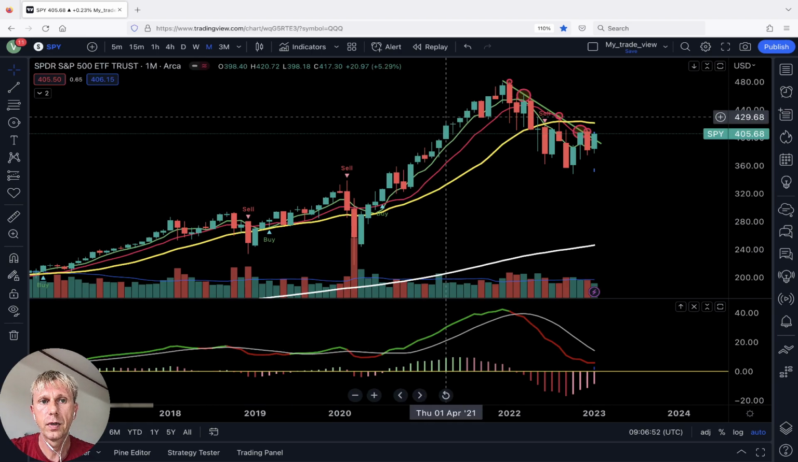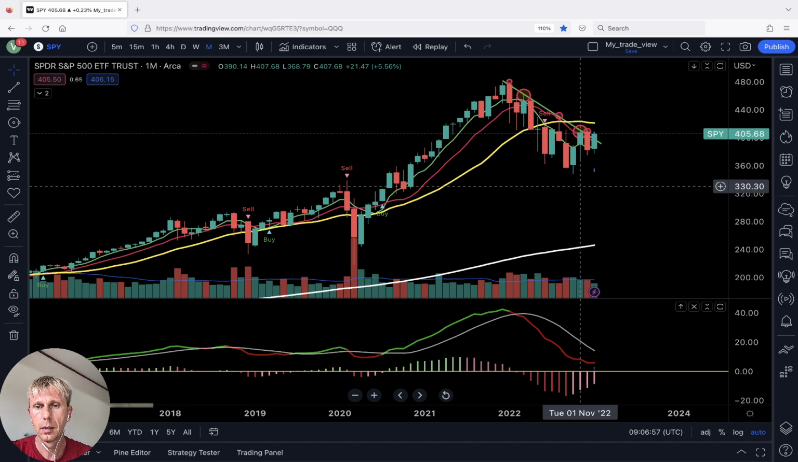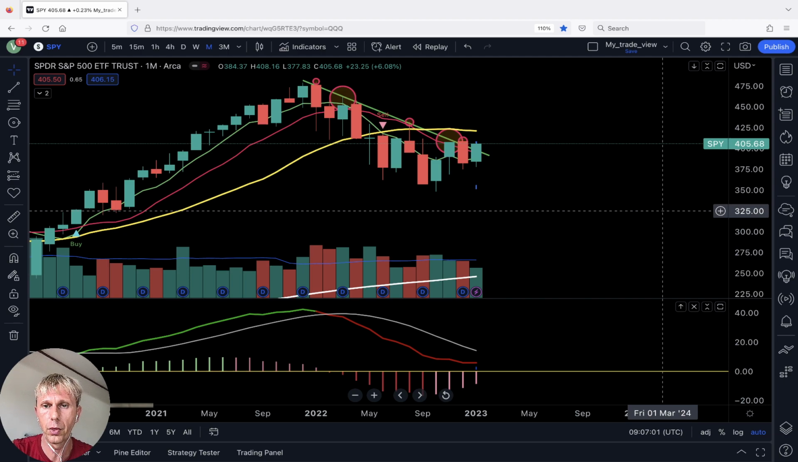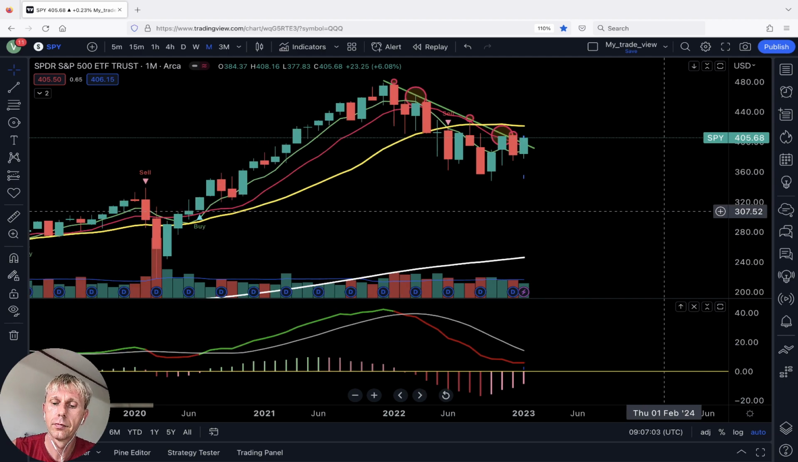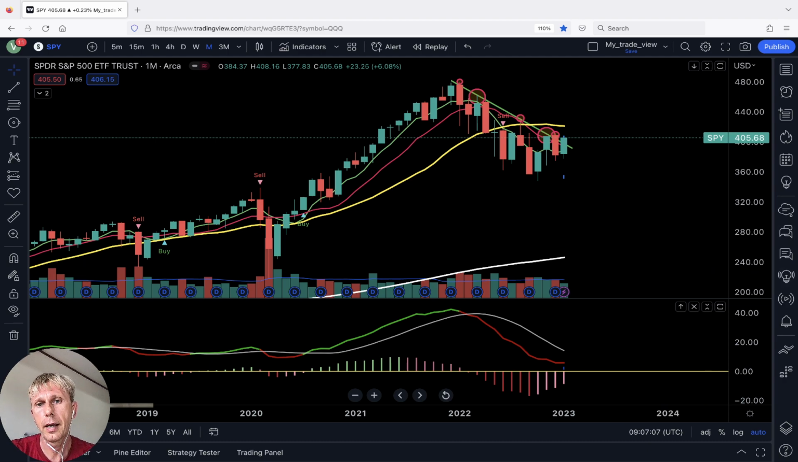Okay, let's start from SPY, right? SPY monthly time frame. Let me try to maximize it. Yeah, like this one. Like this. Green line, it's a major trend line. For last month we closed above the major trend line.